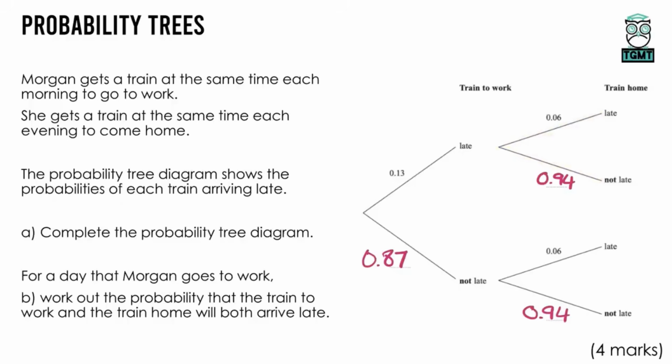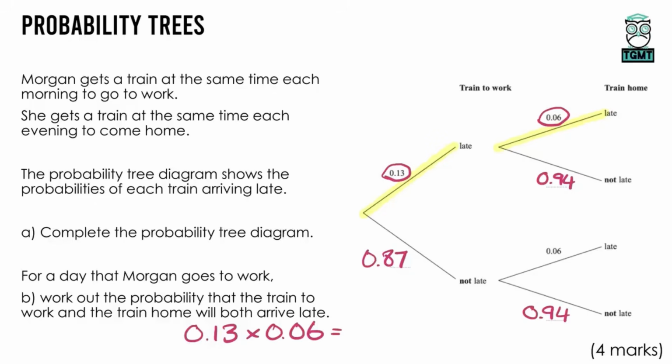Now it says here, for a day that Morgan goes to work, work out the probability that the train to work and the train home will both arrive late. Now it's quite common on these questions that the route that it's asking for were already given to you. Just allows you to at least answer part B if you can't do part A. So here we are given those two, and all you need to do is multiply the two decimals or fractions, if it's fractions, together. So here, and we're going to write that calculation down, 0.13 multiplied by 0.06. I'm just going to type that into the calculator, double check that we've typed it all in correctly.